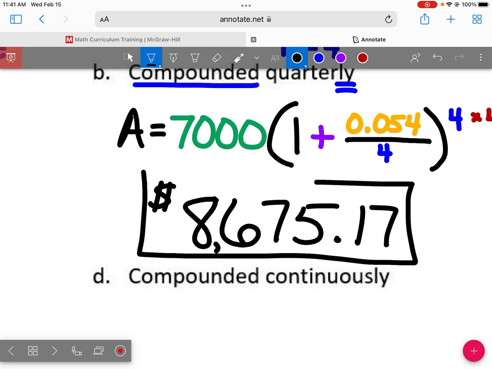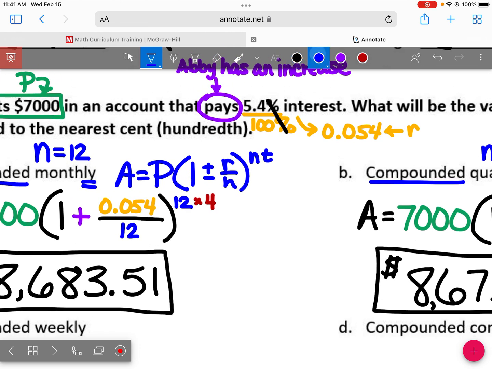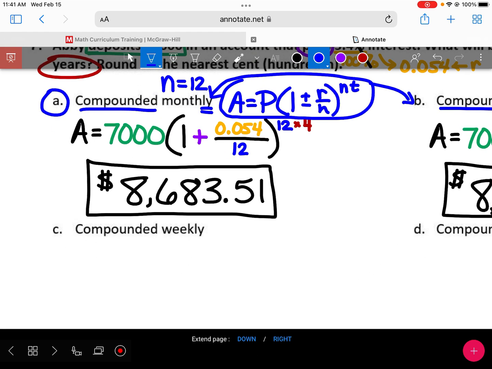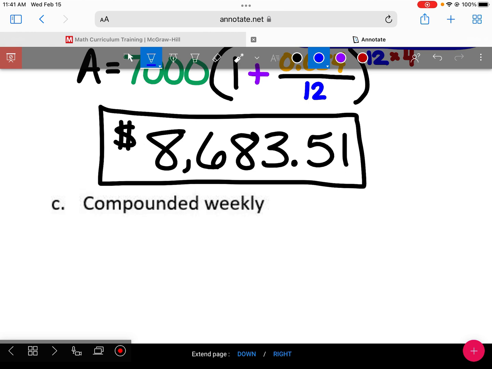Absolutely correct. All right, so we've used this formula for part A. For part B, what formula do I use for part C? Same one, why? It's weekly. We still see compounded. I see my LY word. How many weeks are there in a year?